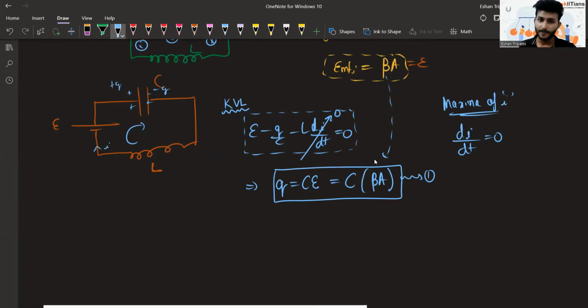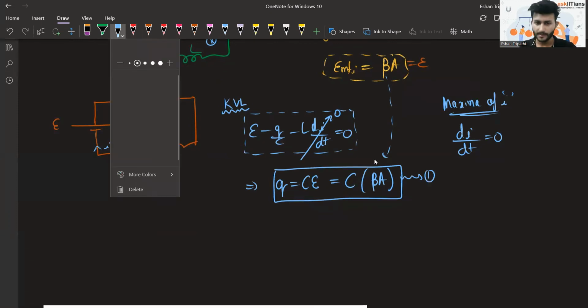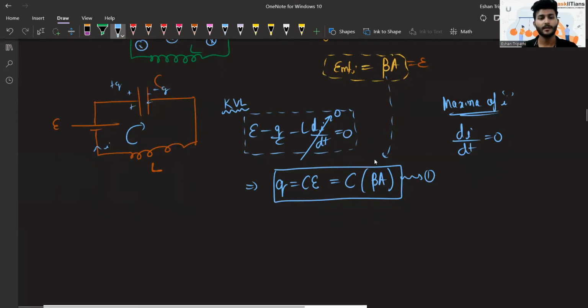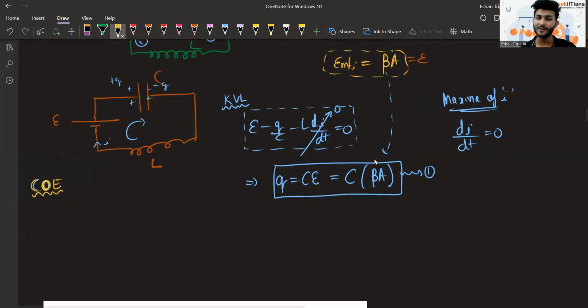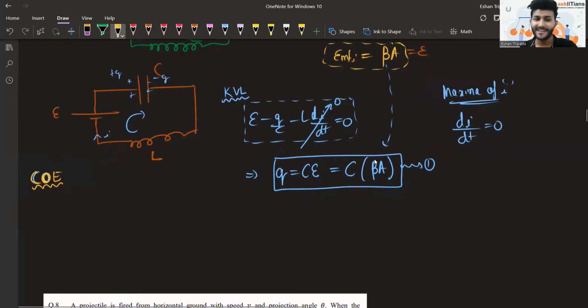Now what most of the people have done, and which we should do, is conservation of energy. Let's do it over here. Conservation of energy. And surprisingly, we get the same answer even if we do the wrong thing. What we tend to do is forget that there's a battery of some EMF. We tend to say Q square by 2C is equal to half Li square. That is completely wrong. There is a battery supplying energy over time.